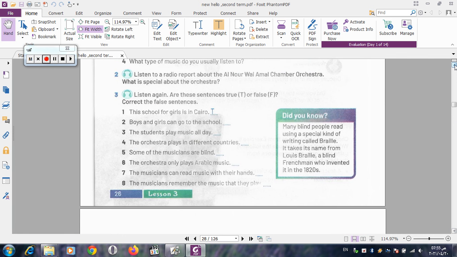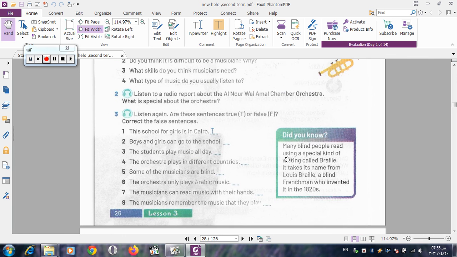Page 26, this one. Did you know many blind people read using a special kind of writing called Braille? Blind people who can't see, how do they write? How do they read? They can read using a special way for them, a special kind of writing called Braille. It takes its name from Louis Braille, because he's French. Louis Braille, a blind Frenchman who invented it in the 1820s.